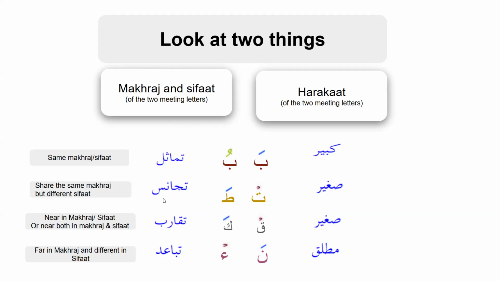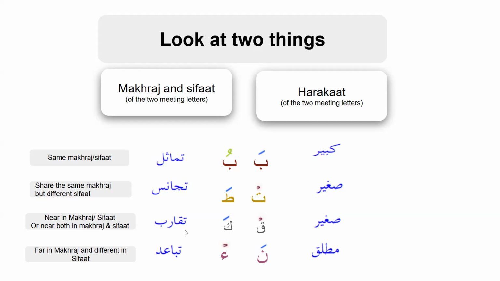We call it tajanus. Here is another example of saghir relationship. The first letter is sakin, the second one is mutaharrik. Harakat wise, we say it's a saghir relationship. Qaf and the kaf, even though they come from aqsa lisan, that's not the same makhraj. They are near in makhraj, but have a different sifat. They only come from the near makhraj. Qaf is further back of the tongue, and kaf is further down towards the lips. And qaf is heavy, kaf is light. They don't share the same sifat.